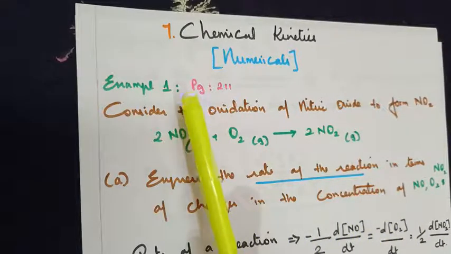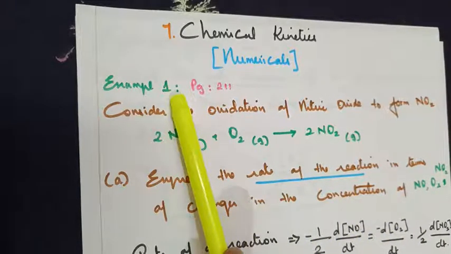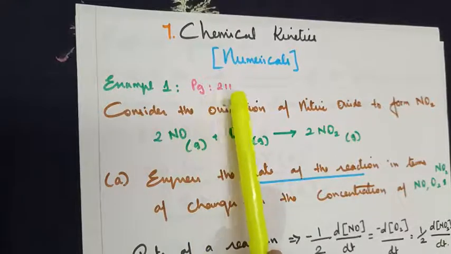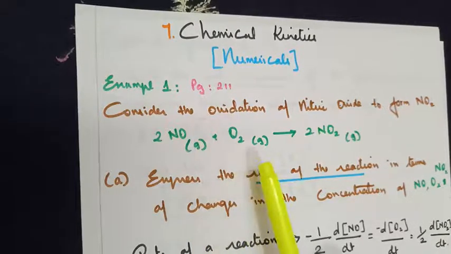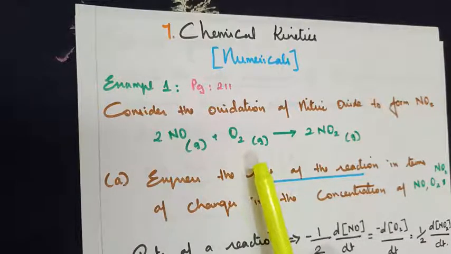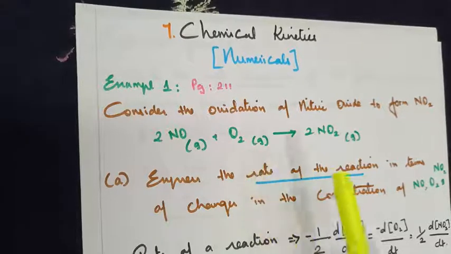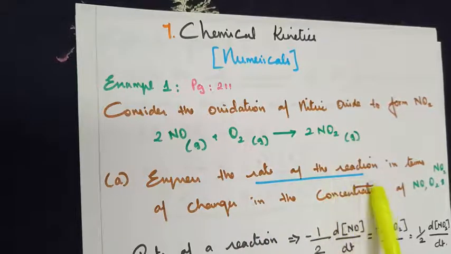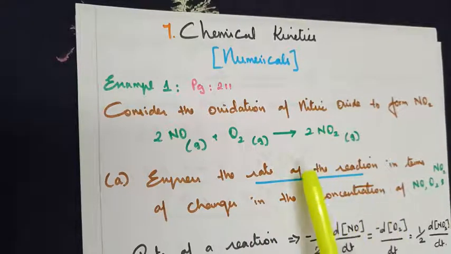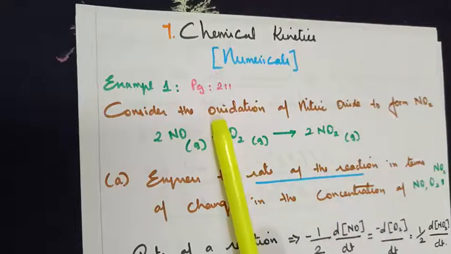Moving back to the topic. Now this question is an example taken from page number 211. In today's class, I will be teaching you two types of numericals. First, how to write the rate of a reaction. And second, how to calculate the concentration of the product or the concentration of the reactant in terms of the rate of the reaction. So we'll go back to the question.